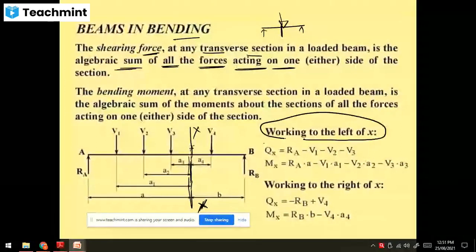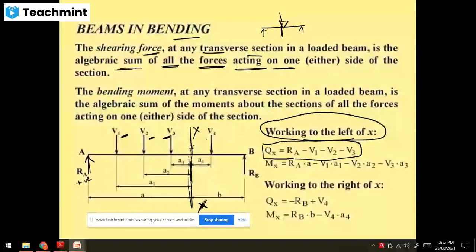Now if you consider left of X, means left of the section XX, upward RA is acting upward, so that is taken as positive. Downward is taken as negative. So RA minus V1 minus V2 minus V3, that is your shear force, which is left of the section.